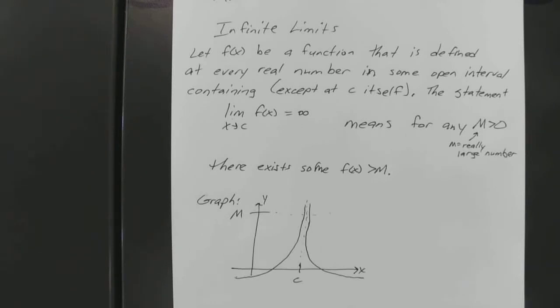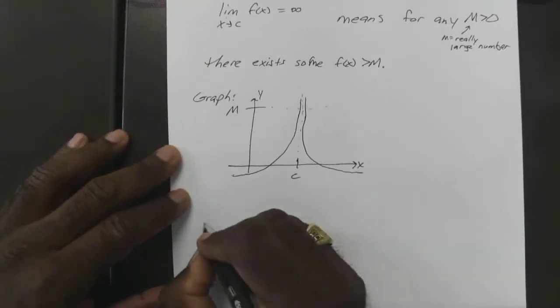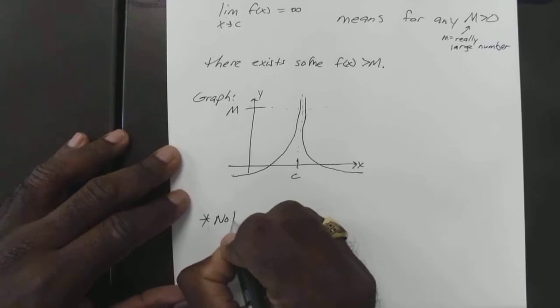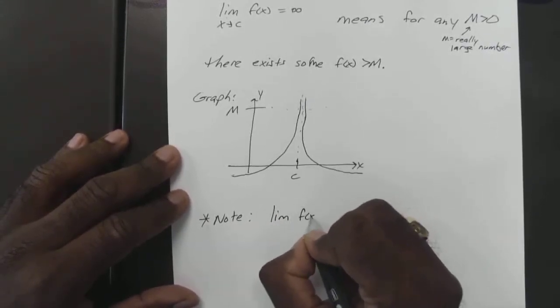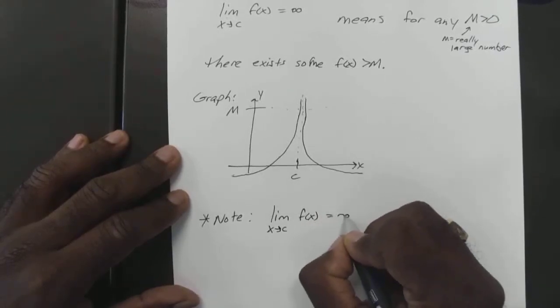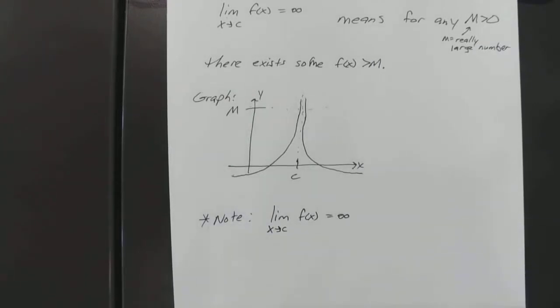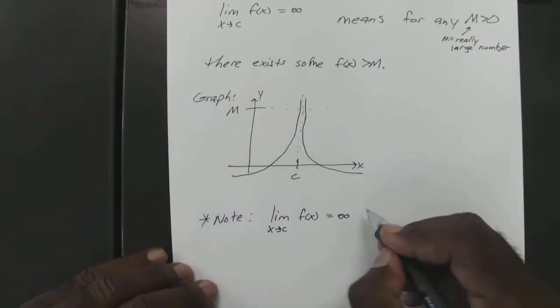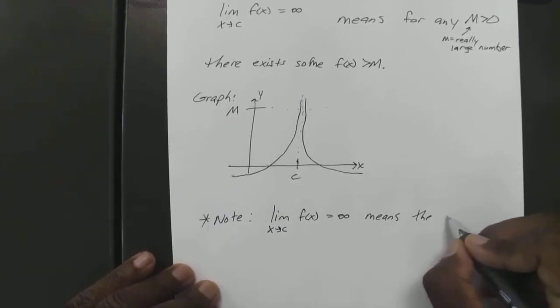Yeah. Okay. I'll do an example and hopefully it'll make a little sense. Oh, quick note. When you see the limit of f of x as x approaches c equals infinity, it doesn't mean the limit exists. It actually means the limit doesn't exist, or there is no limit.